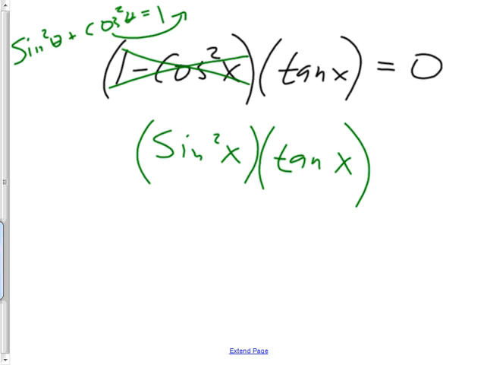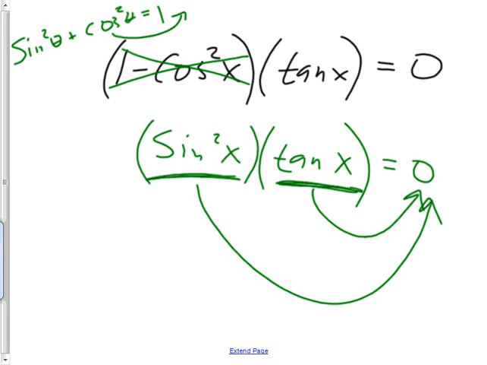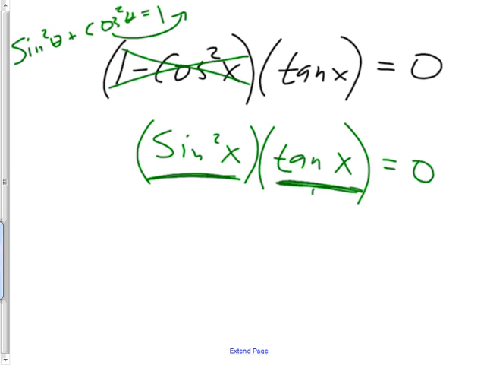Because our goal here is not to try to get it down to only one function. Our goal is to try to get it simple. So this is simple, and that is simple, so that I can set this equal to 0, and then I can set this equal to 0. And I get two answers. Even though they're different functions, that's totally okay. So now I got two answers. One is, where is sine squared equal to 0? And where is tangent equal to 0?